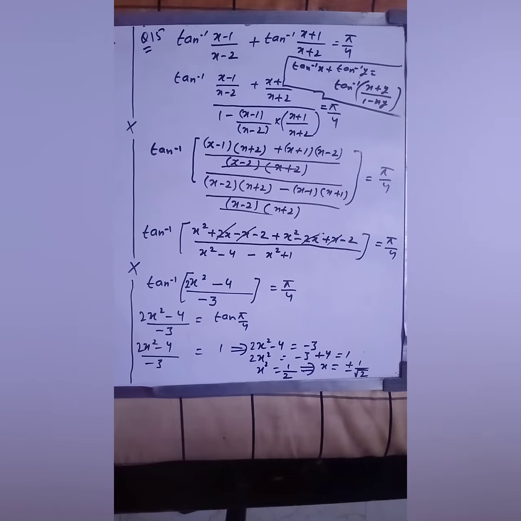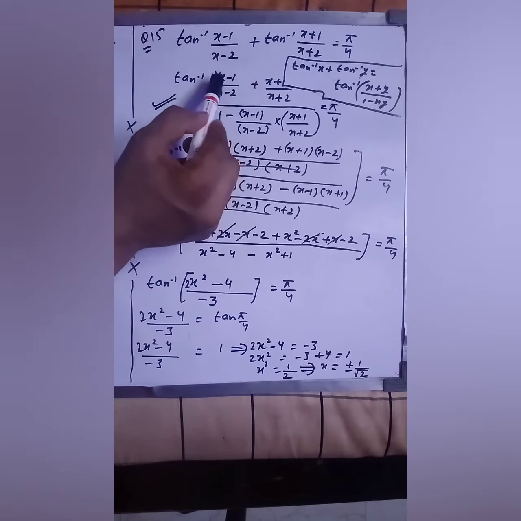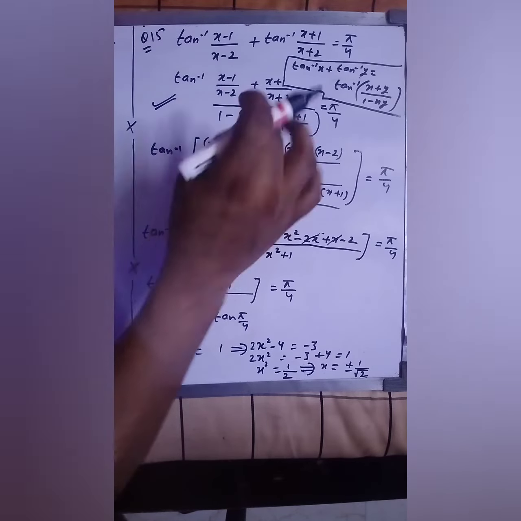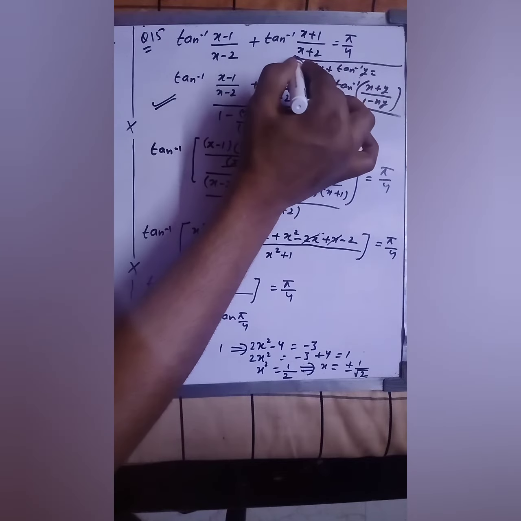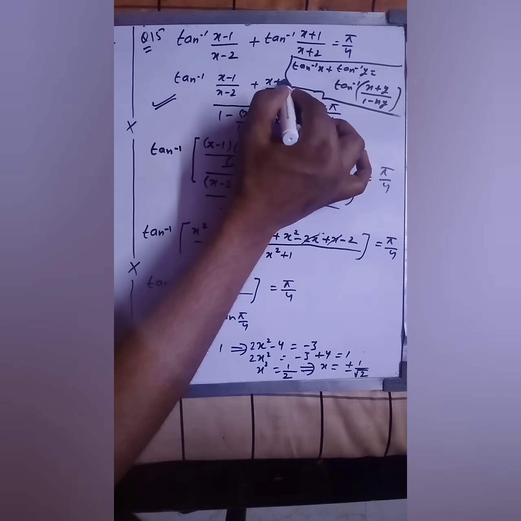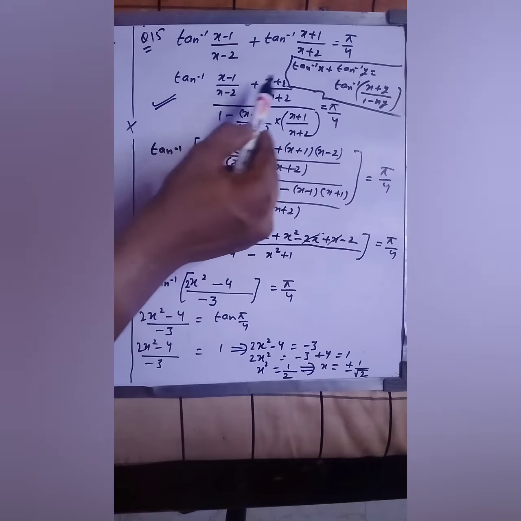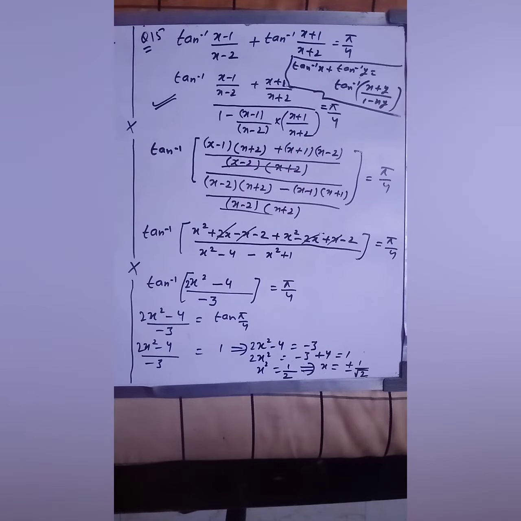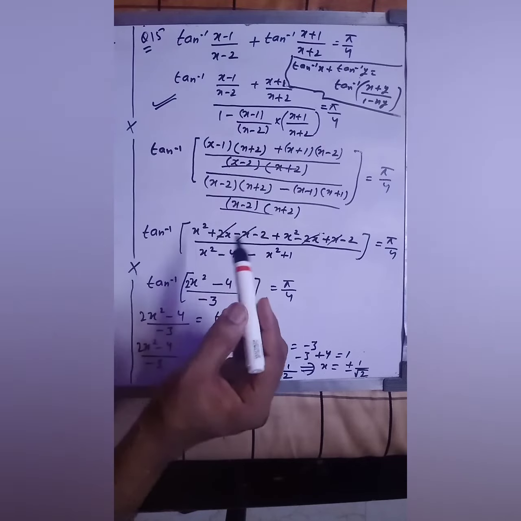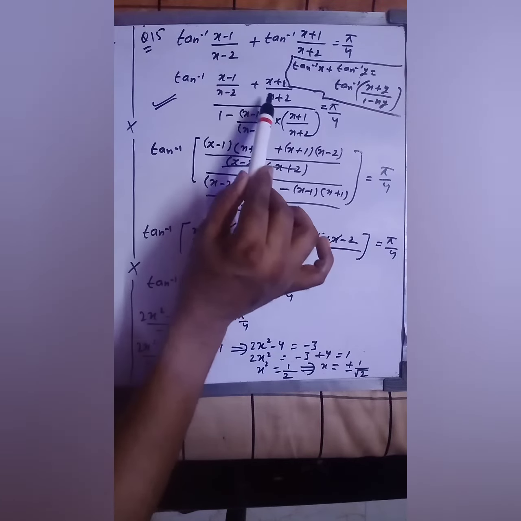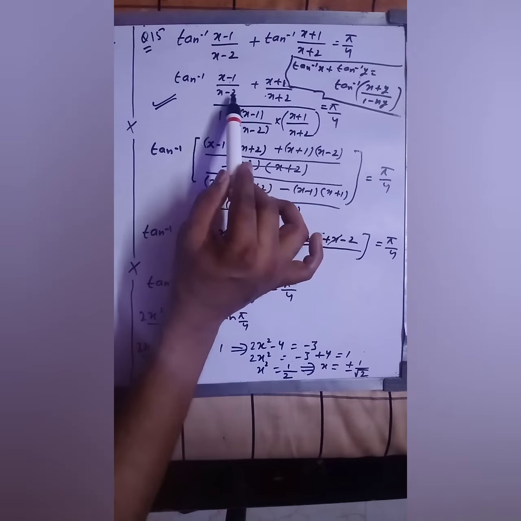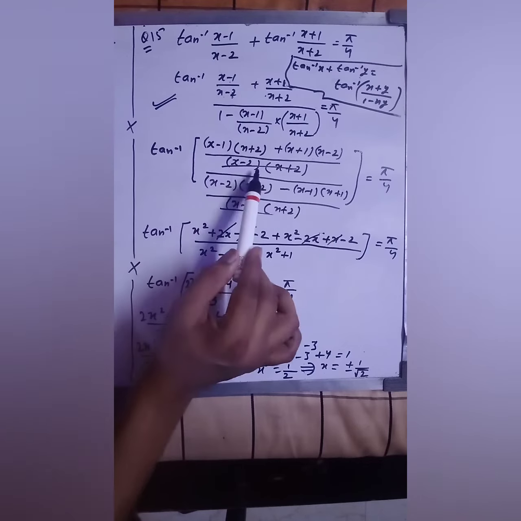After this step, now you have to take the LCM. So x minus 1, it would be x plus 2, and here it is x plus 1. So you have to multiply this, and here you have to take the LCM in the numerator part and denominator part. After taking the LCM, x plus 1 will be multiplied by this, x minus 2 will be multiplied by this, and you will get this, and in the denominator you will get x minus 2, x plus 2, like this.